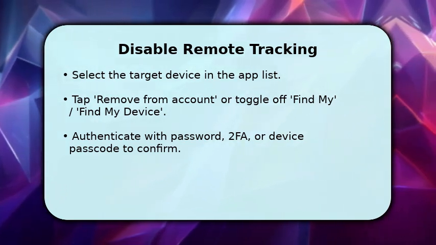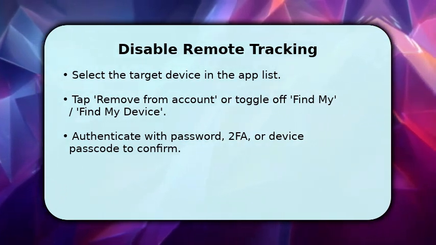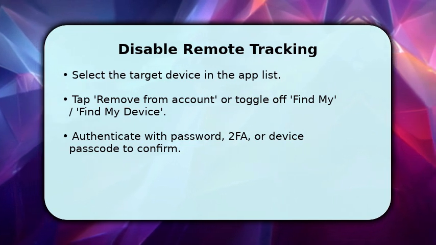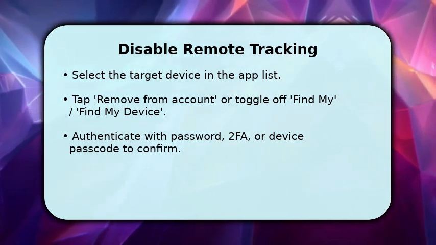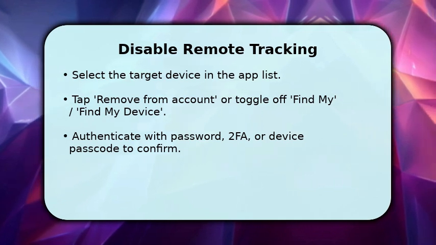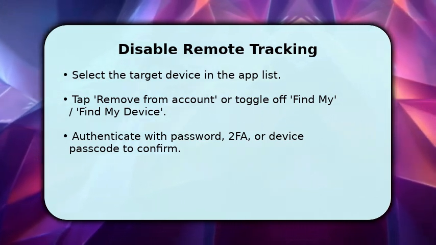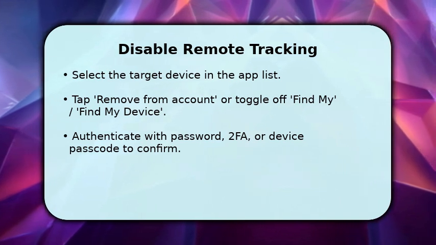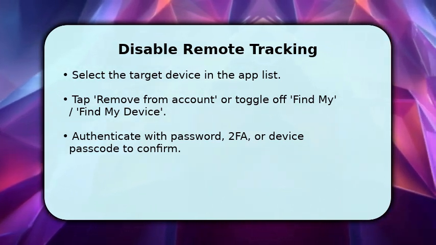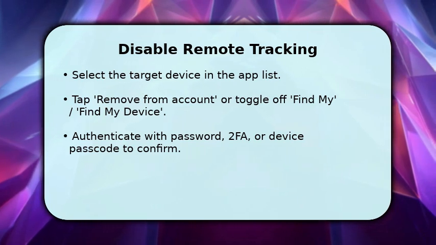Make sure to authenticate. Enter your account password and complete two-factor verification when prompted. After authentication, confirm the removal. The service unlinks the device from your account, so it won't report location. If you see a lock or activation message, that means additional steps are required.